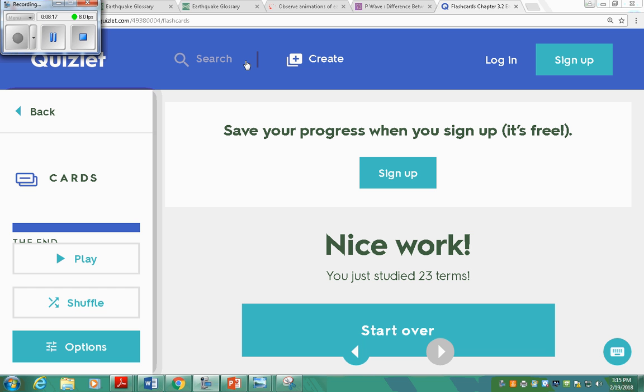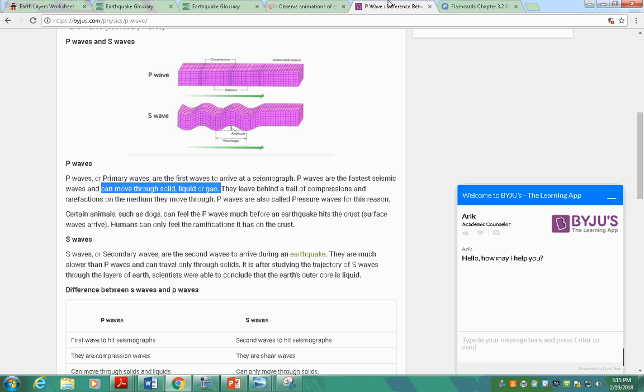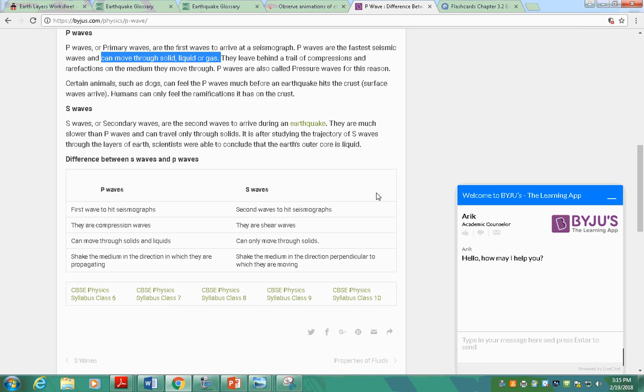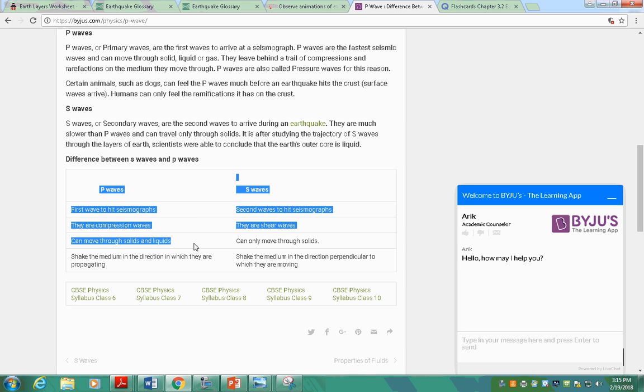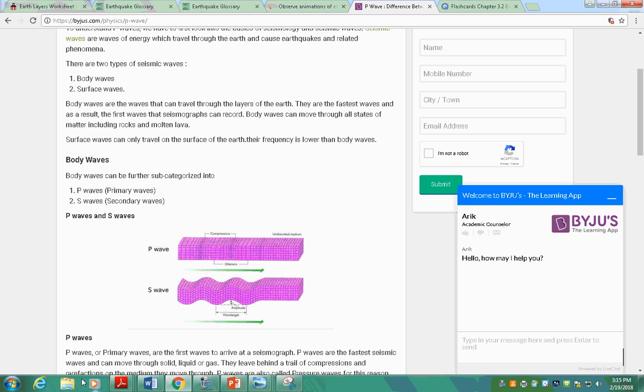Okay, let's take a look at these P waves traveling through the mantle, S waves traveling through the mantle. So here we have P waves, compression waves. They can move through solids and liquids. And then S waves can only move through solids and not liquids. That's not so helpful. We'll go one more slide.